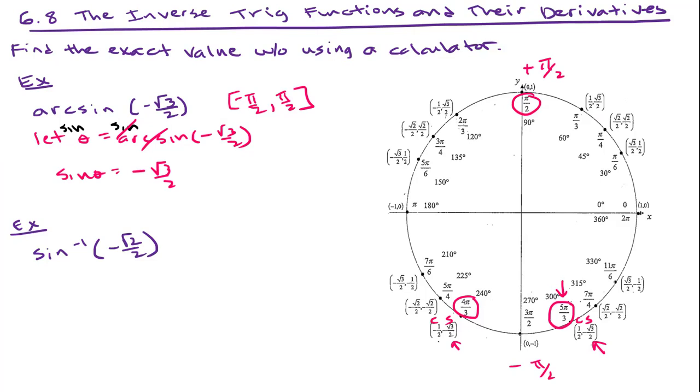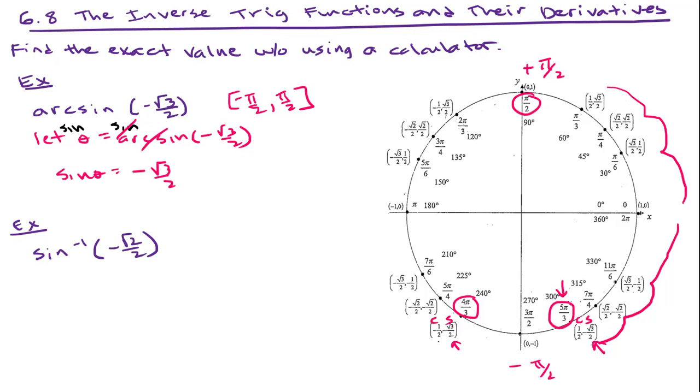Notice if I were to go counterclockwise, I hit 1, 2, 3 spots. So I go from 11 pi over 6 to 7 pi over 4, and then 5 pi over 3. If I go this direction, I'm going to hit 3 spots. So that's going to be pi over 6, pi over 4, and then pi over 3.